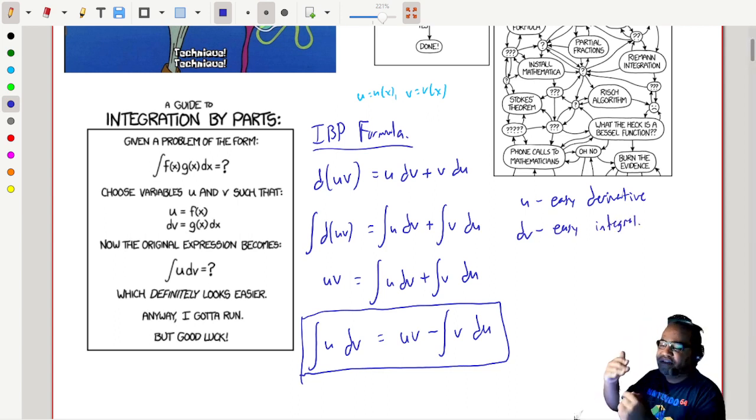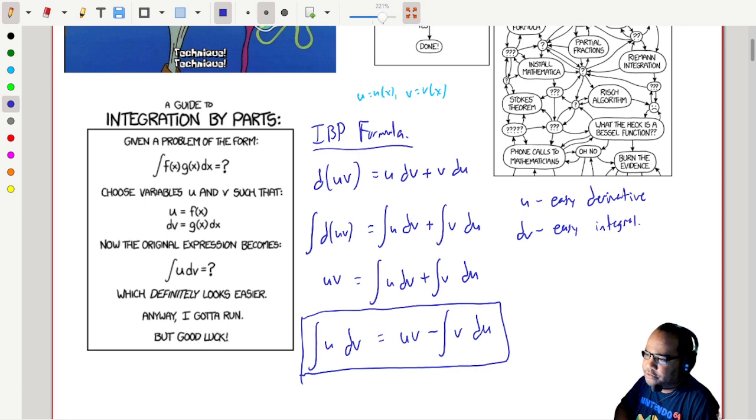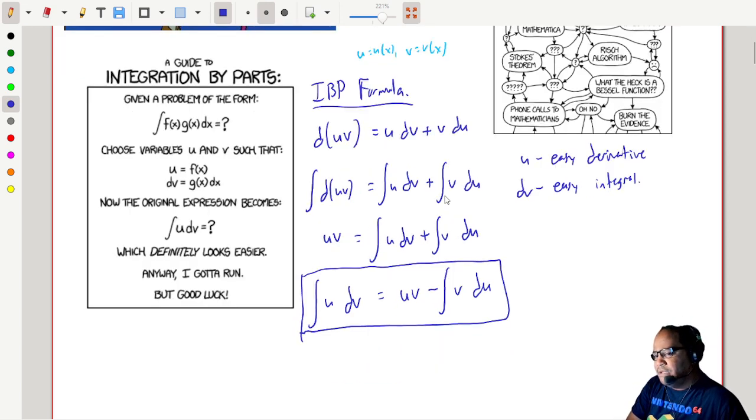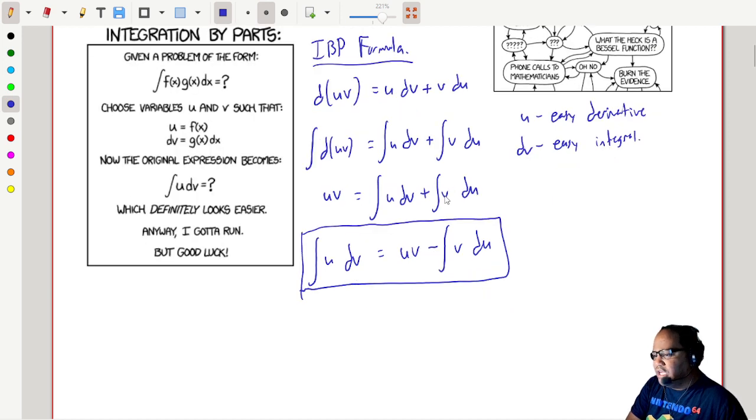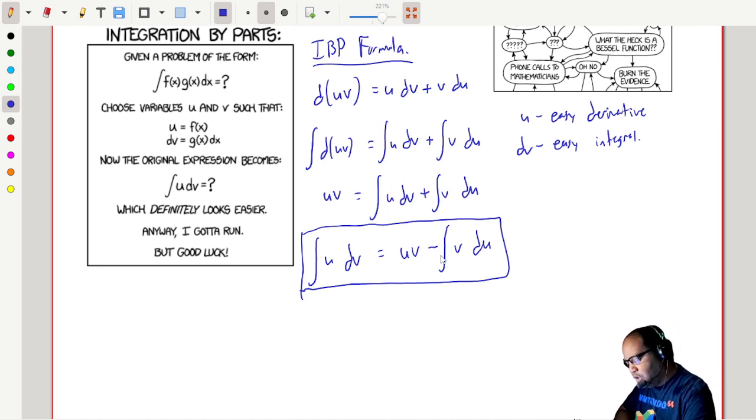Now, of course, if you have a definite integral, you just plug in the points in the boundary. Integrate from a to b, you get the same as usual. Now, before we go on to some actual examples, I want to mention this so-called LIATE heuristic, which tells us how to select u and dv. I'll just go over this real quick, and we'll come back to it when we need it.